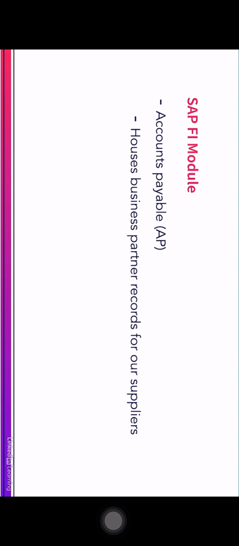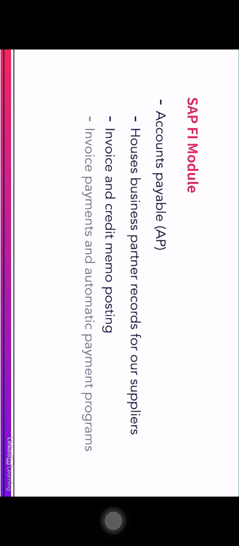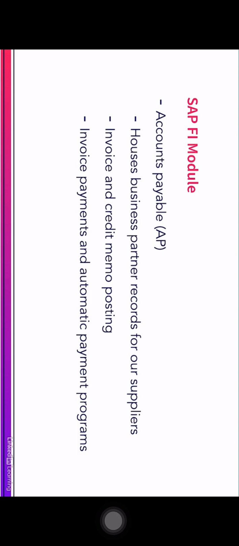Accounts payable, or AP, is the submodule that houses supplier-related data. This is where we can look at a business partner record for a supplier and see information like current payment terms. Capabilities of accounts payable include invoice and credit memo posting, invoice payments, and automatic payments programs. It's also where supplier reporting happens.